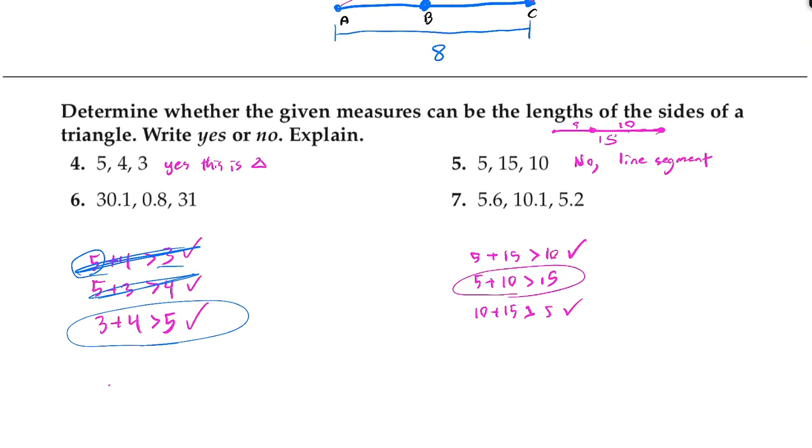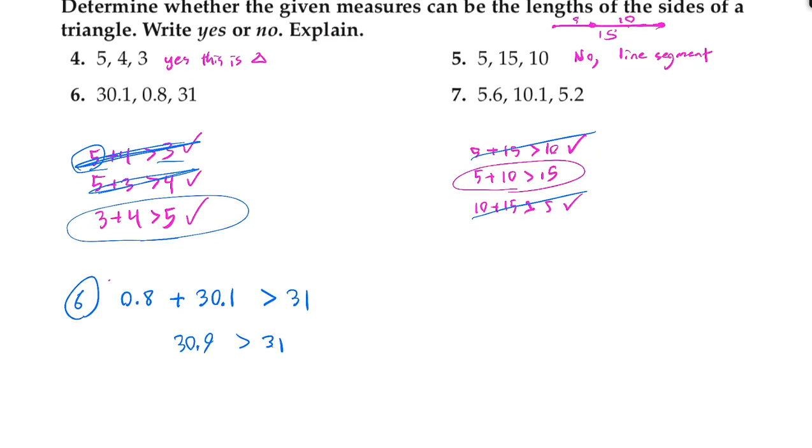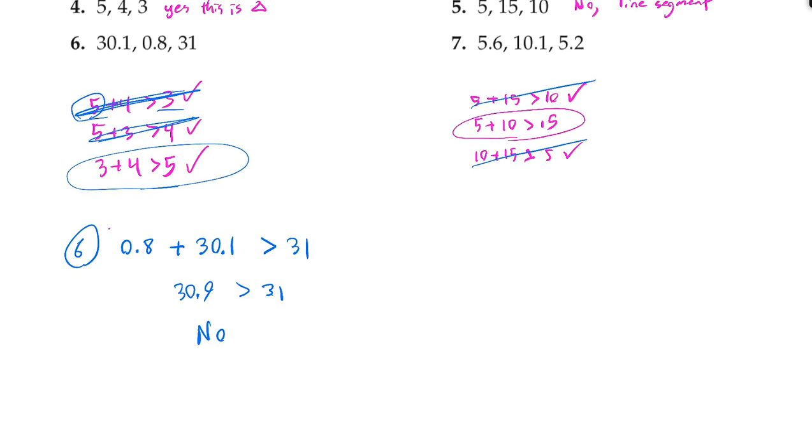Right here, 15's already bigger than 10. 15's already bigger than 5. We just needed that one. So now when we get to 6, really all we need to do is line these up in order and ask, is the smallest plus the medium one big enough to get across the longest side? This is 30.9, which is not bigger than 31. No. This is not enough to span, so this would look something like this, where they're not able to span the gap.